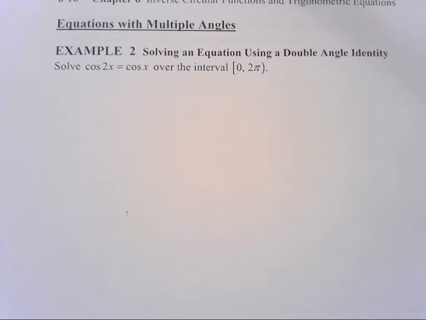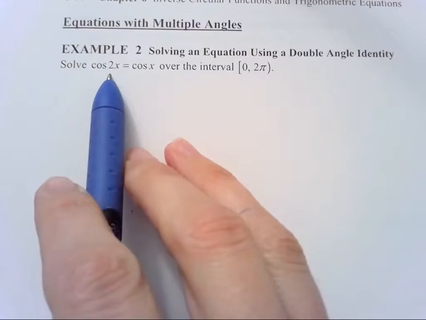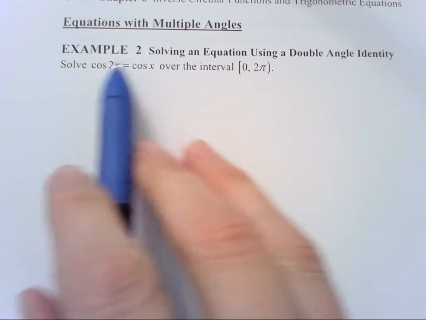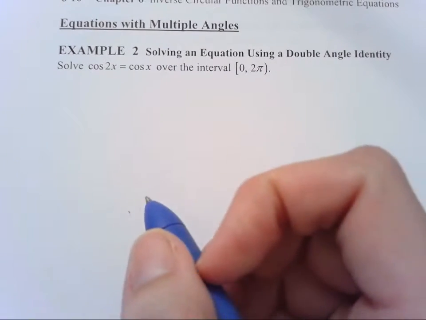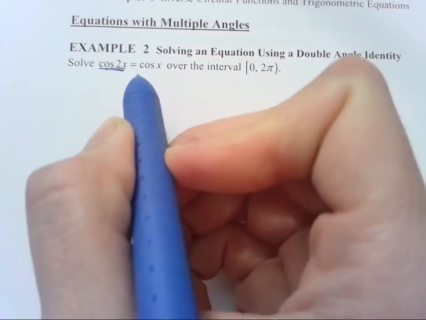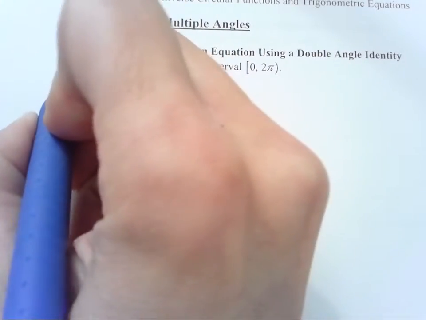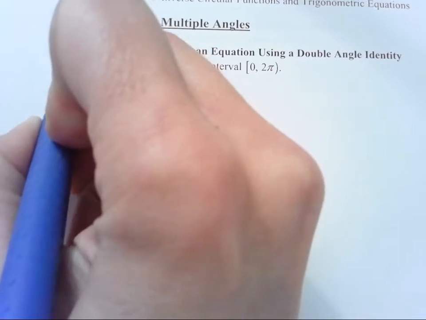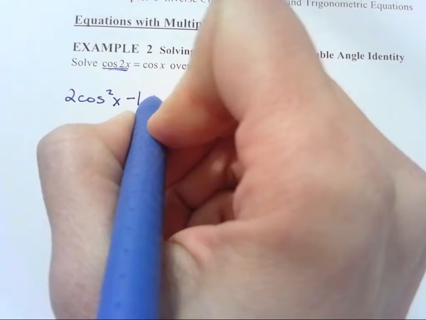So here, instead of half angles, I have double angles. If I'm going to solve this, I have to have them both written in terms of cosine x. So I can use one of the double angle formulas to turn that into cosine x. In fact, cosine 2x is equal to 2 times cosine squared x minus 1.